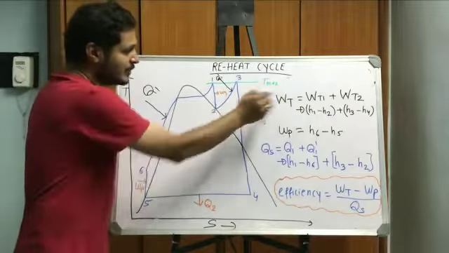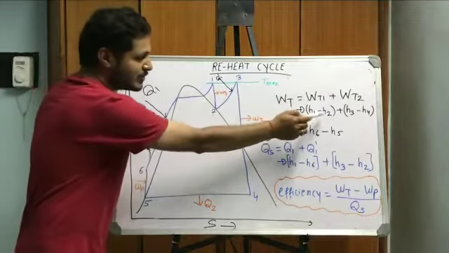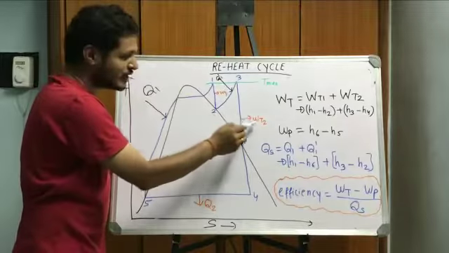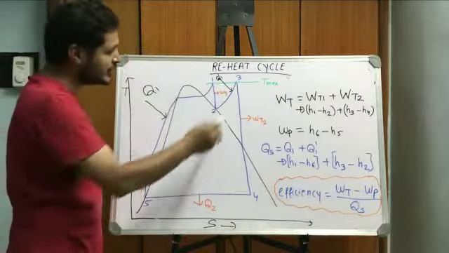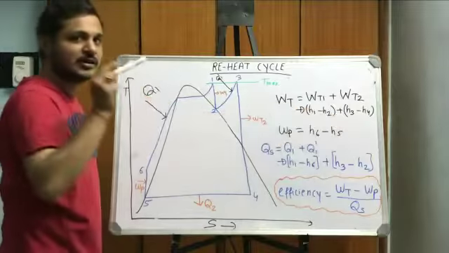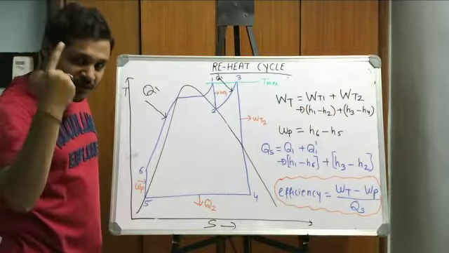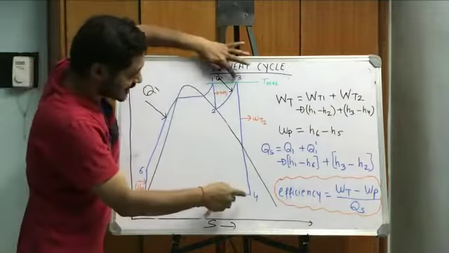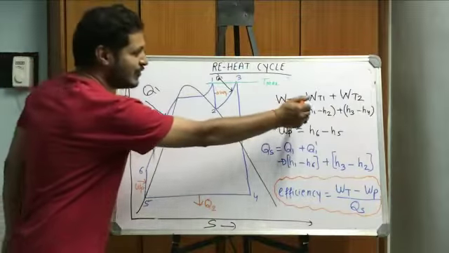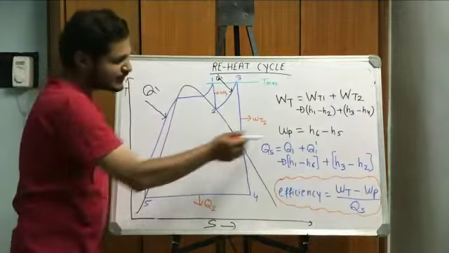WT1 plus WT2. What is WT1? H1 minus H2. What is WT2, or work output with turbine number 2? That is H3 minus H4. So this is the total work output by the turbines. Initially when we were using only one turbine, this was our output, H3 minus H4. Now you can see work output has increased here. The pump work is the same here, H6 minus H5.